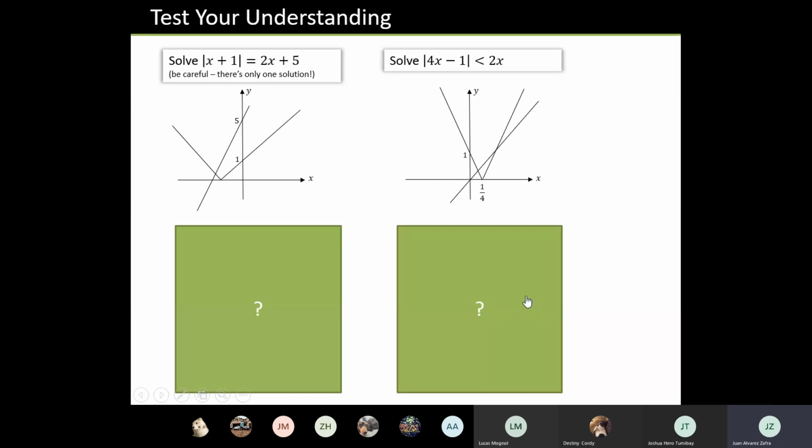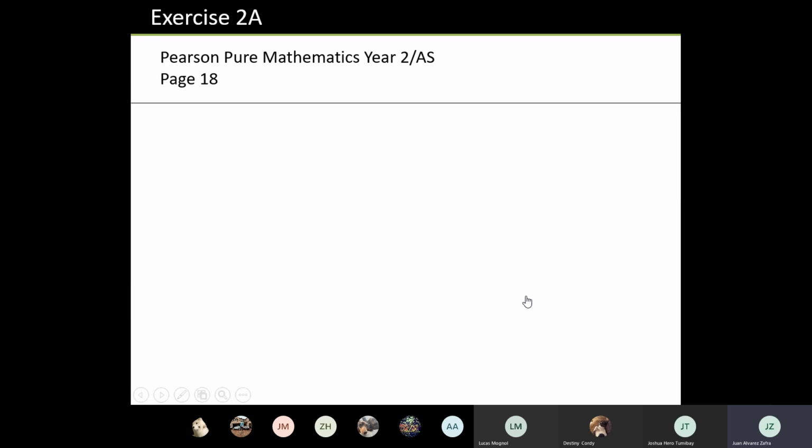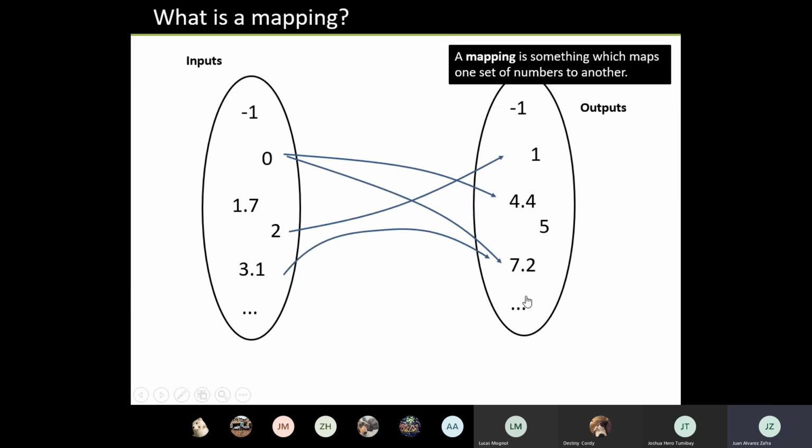Okay, and so this is just more practice. I'll skip over that because that's just more practice and you can look at that later. So exercise 2A you should be able to do after that.